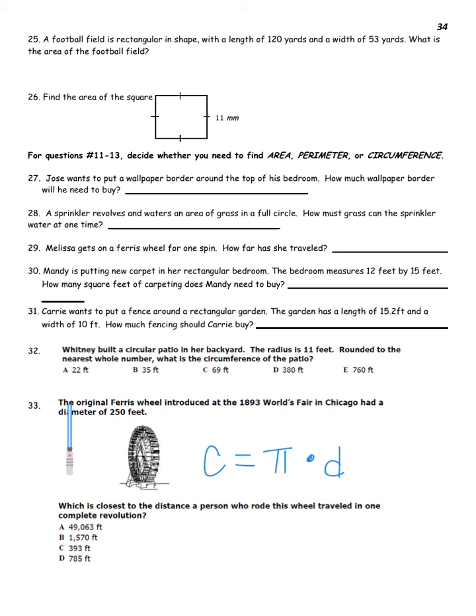Alright, so number 33. The original Ferris wheel introduced had a diameter of 250 feet. So we have a diameter of 250, which is closest to the distance a person who rode this wheel traveled in one complete revolution. If you think about it, when you're on the Ferris wheel, you go on the outside of that circle. So that's asking for the circumference. So use pi times the diameter to get the answer here.